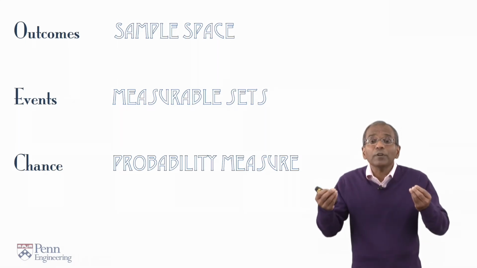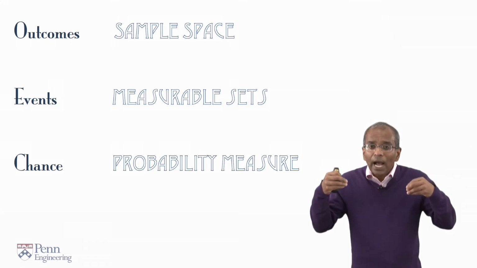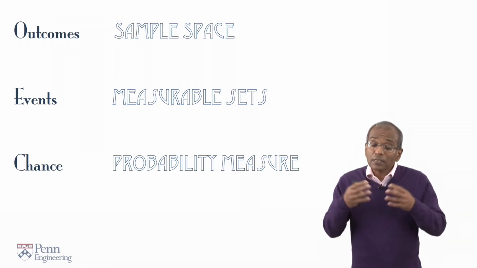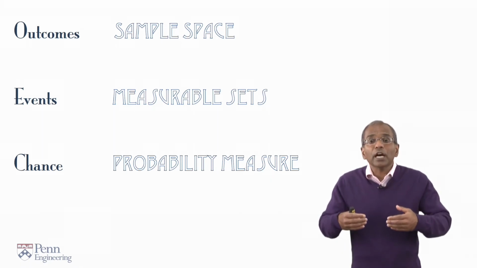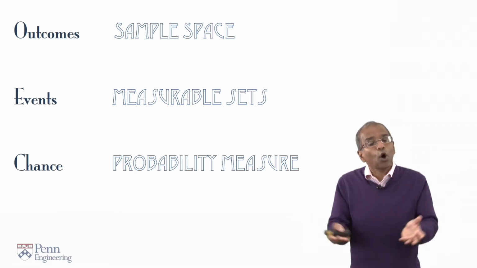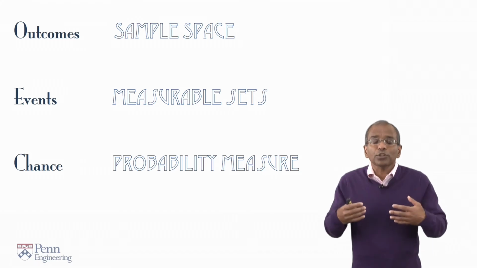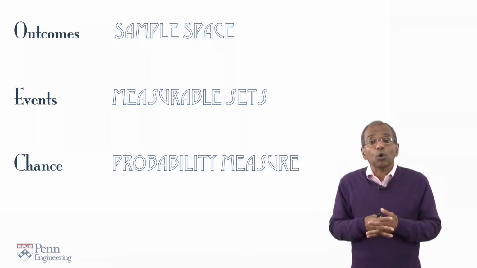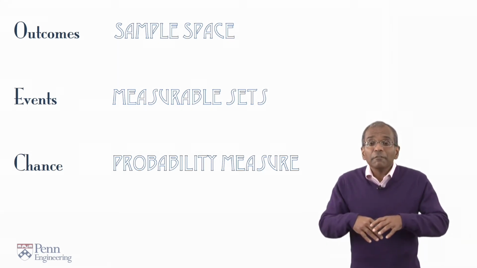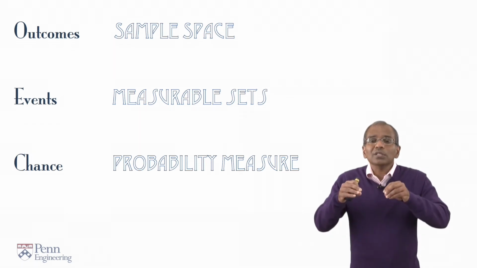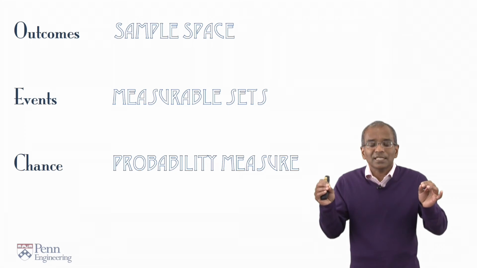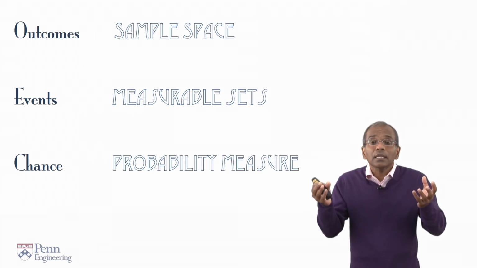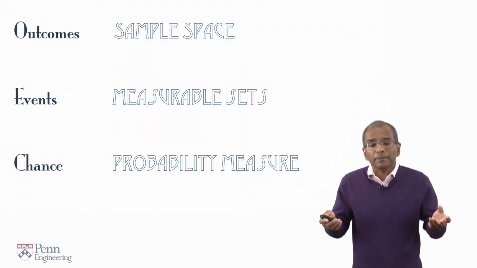Second, there was the idea of an event of interest. And we identified events with aggregates, collections of outcomes. And finally, there was a process of ascribing a chance to an event, a collection of outcomes. In the formal theory, each of these elements has a formal counterpart. The collection of outcomes is called the sample space. The family of events are called the family of measurable sets. And finally, the concept of chance is codified in the provision of a probability measure.